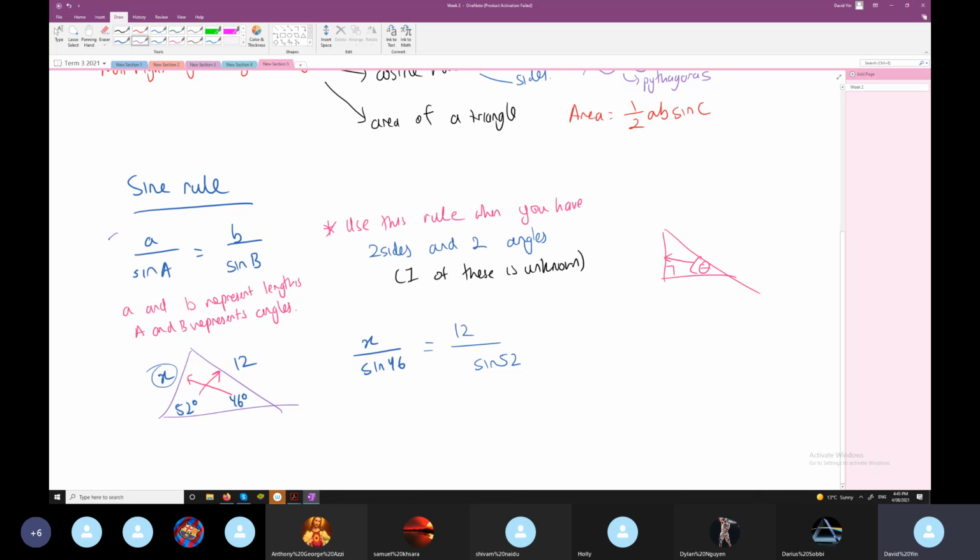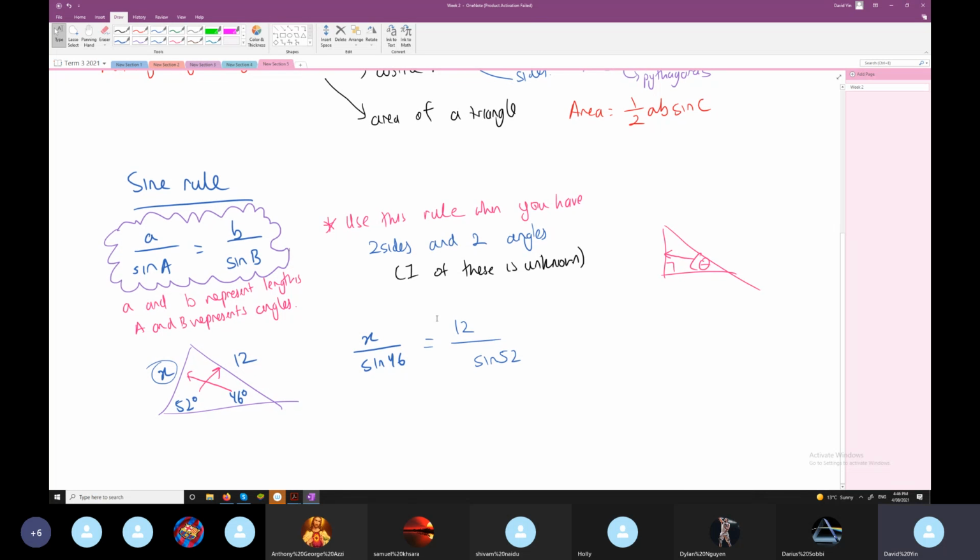And the reason why we do that is because this is the formula for the sine rule, right? It says that the opposite side over the sine of the opposite angle equals the other side length over the sine of its opposite angle. So what we want to do now is solve for x. We just solve this like an equation.